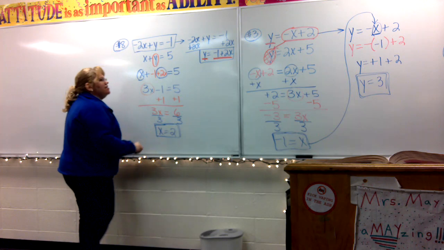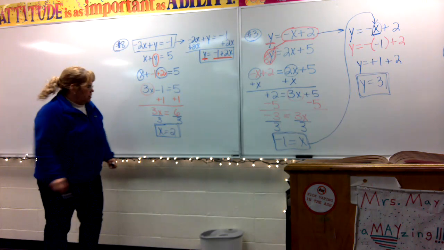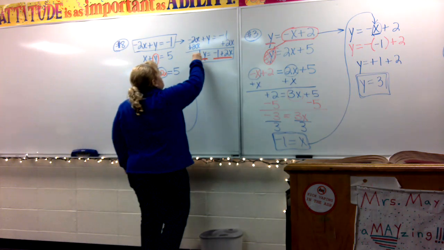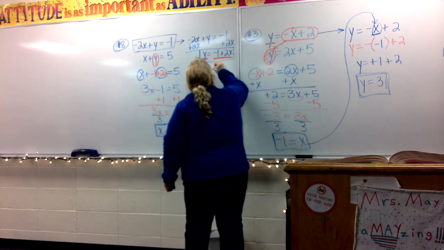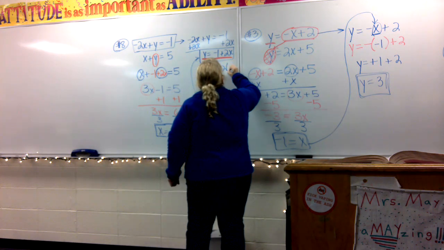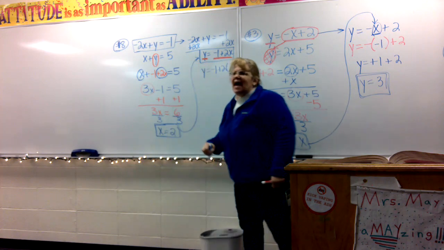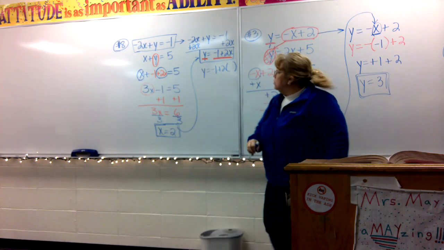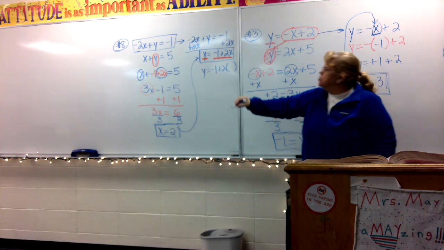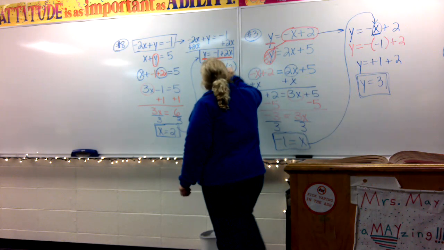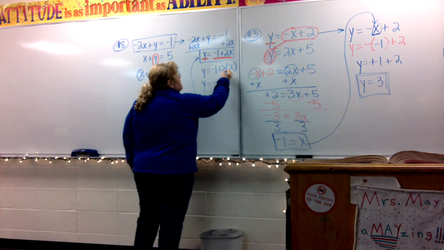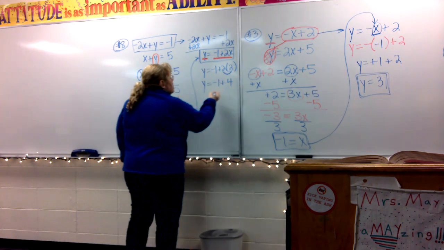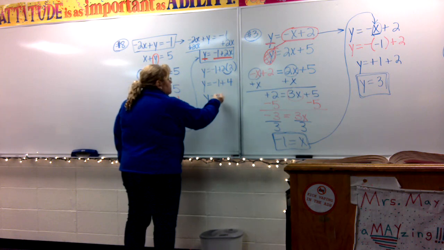You have to get the y that goes with it. Back over here, I would go back up to what we used to plug in. Y equals negative 1 plus 2x. What is x? 2. So I'm going to put a 2 in here. Y equals negative 1 plus, what is negative 1 plus 4?